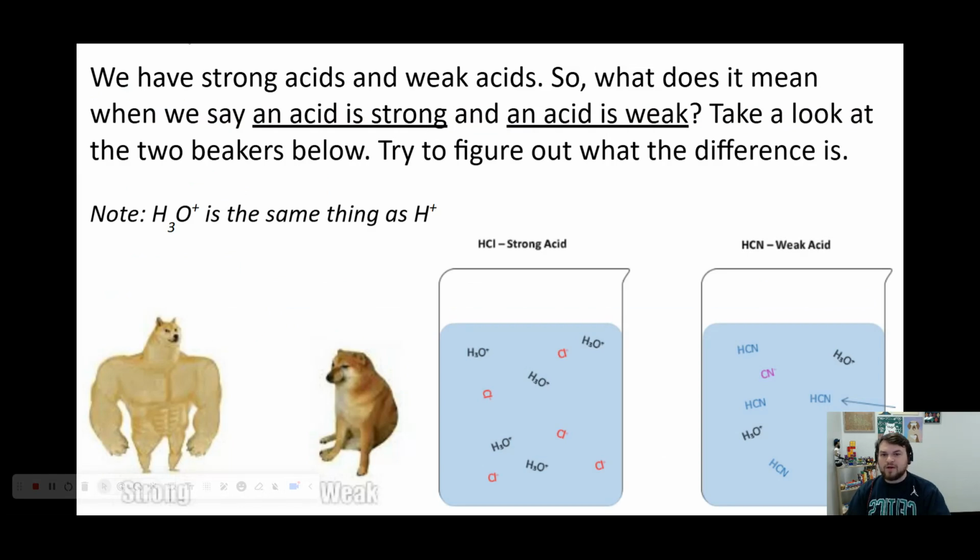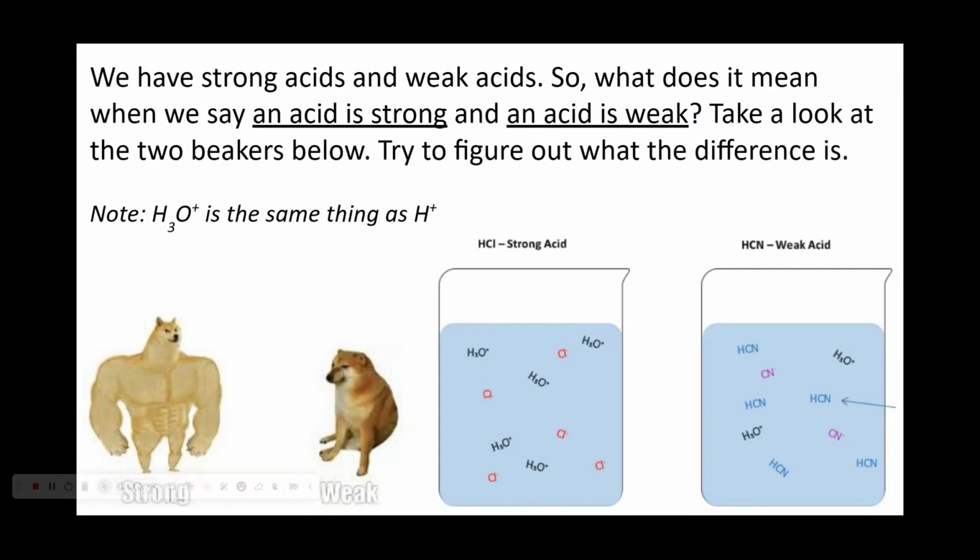Okay, and so we have this term that we're going to use in here called strong acids and weak acids. Okay. So a strong acid is what, right? And a weak acid is what? So let's take a look at the beakers down here. And hopefully you can see. I'm going to try to move my face out of the way.